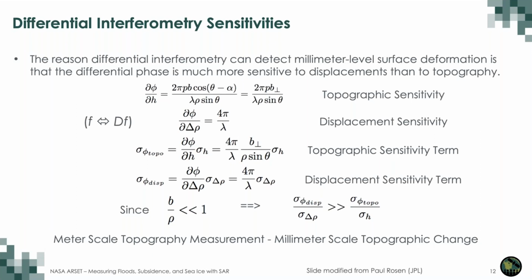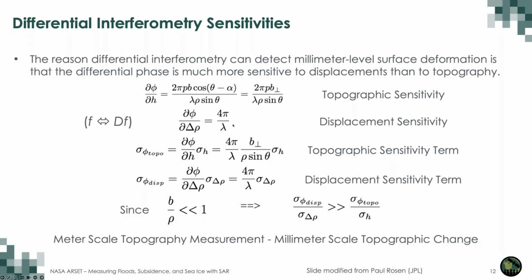SRTM had a sensitivity around 10 meters. But for measuring displacements, it only depends on the radar wavelength. And that's this displacement sensitivity here in the second equation. It only depends on 4π over λ, which is the radar wavelength.